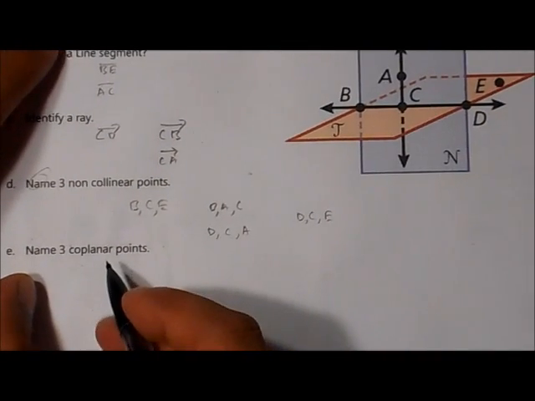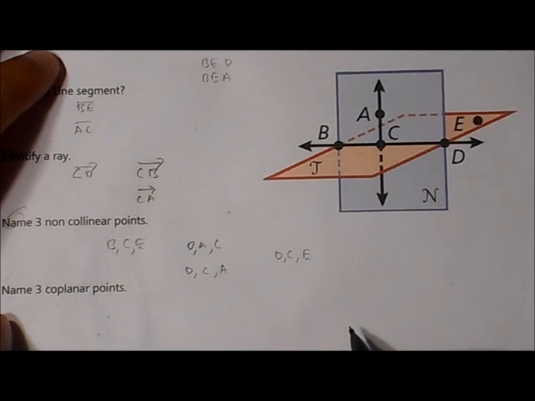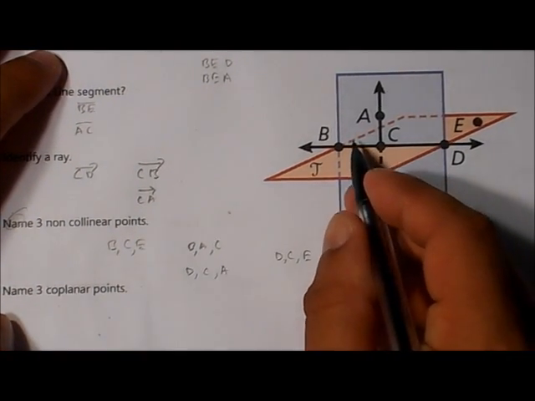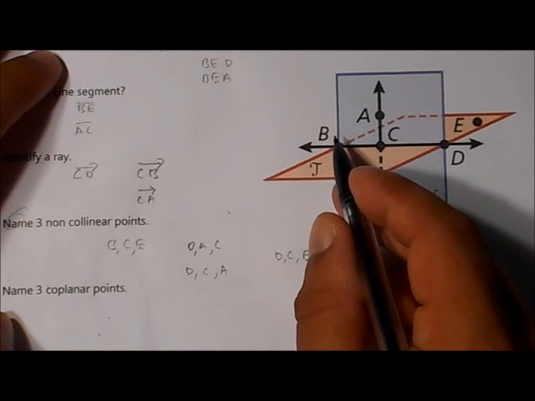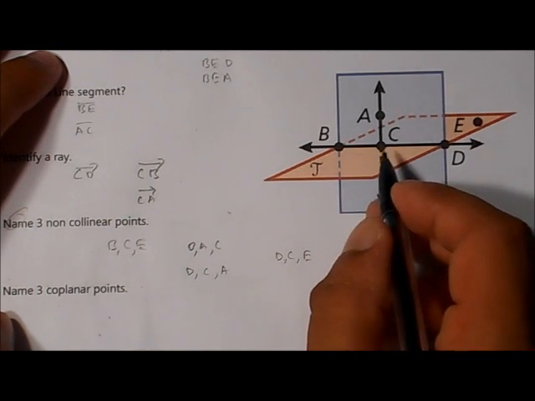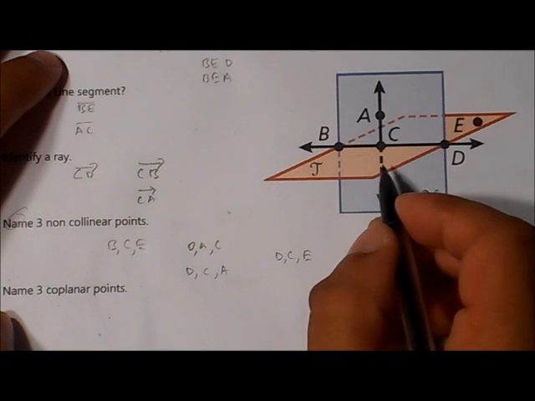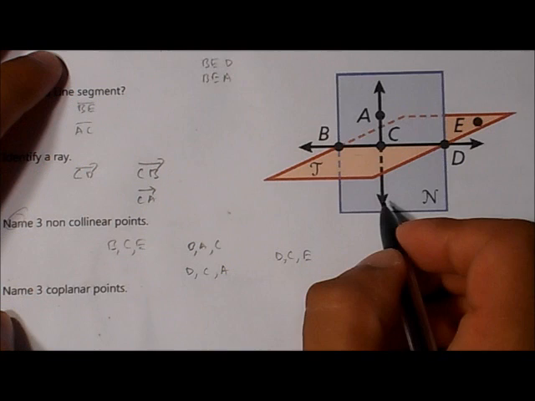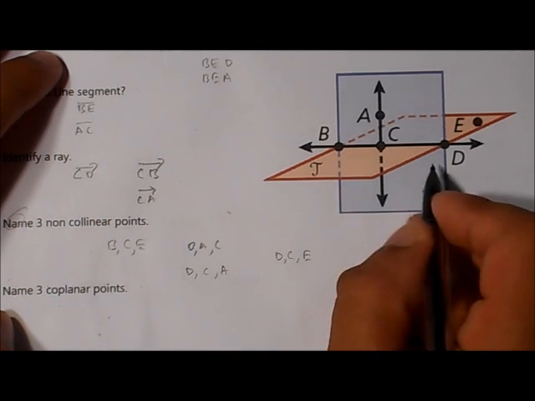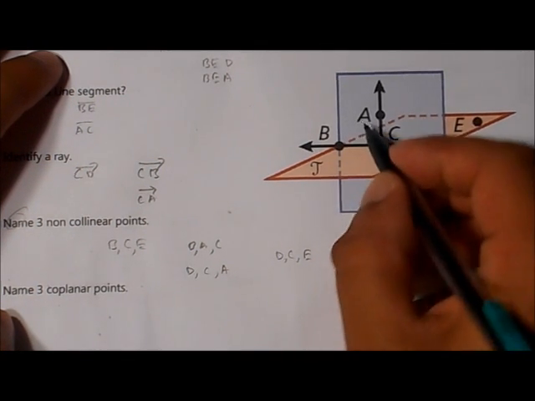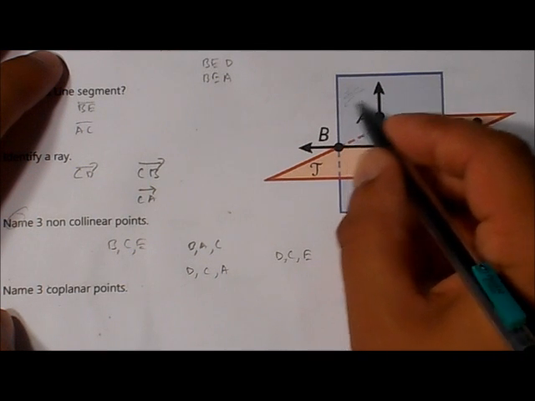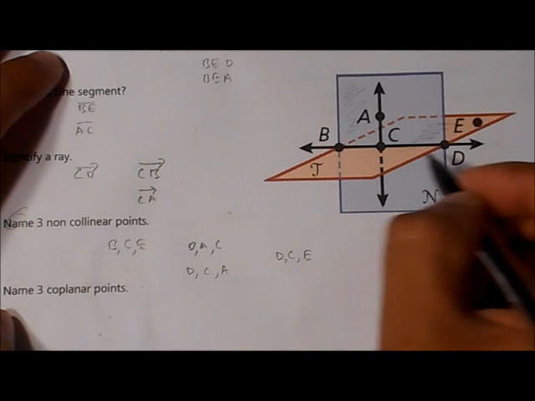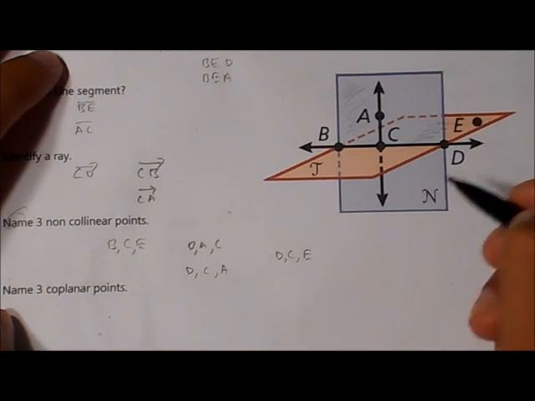Now three coplanar points on here. Which points are all on the same plane? Anything that's on R, we can use either BCE, ECD. We can use BCA, DCA, because they're all on the same plane. These are also on plane R, on the red plane.